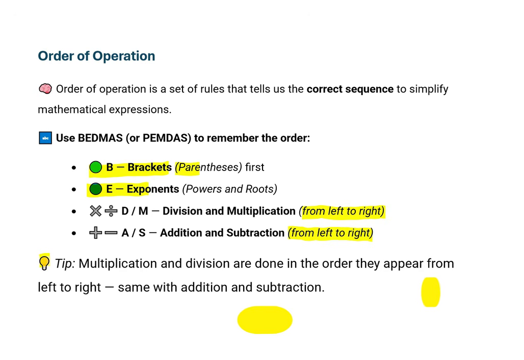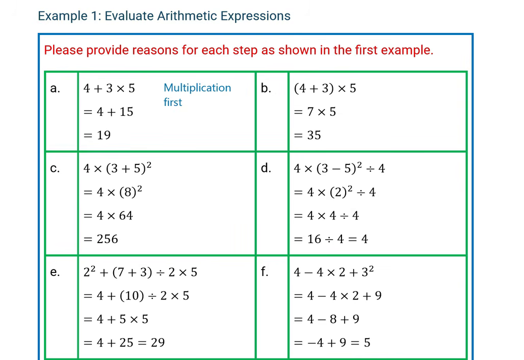So the tip here, as you now know, is that multiplication and division are done in the order they appear, from left to right. Same is the case with addition and subtraction. Perfect. Now, with that, let's solve some questions and master the strategy. Here are six examples for you. Let's go through them step by step and understand how BEDMAS is applied.